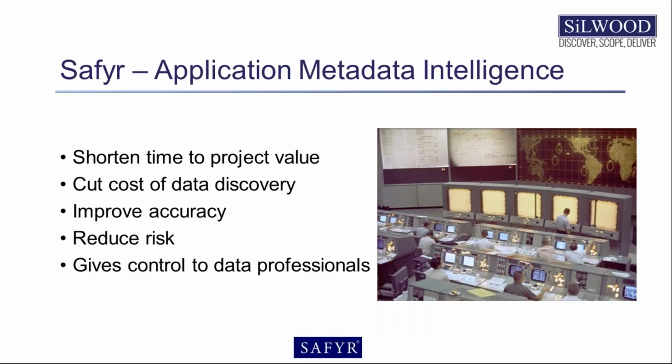And really, the summary is here. Sapphire is a product whose whole raison d'etre, its whole reason, is to shorten time to project value and cut the cost of data or metadata discovery, whilst at the same time improving the accuracy with which you can deliver your applications and reduce the risk of the wrong or inaccurate data getting into your information ecosystem.